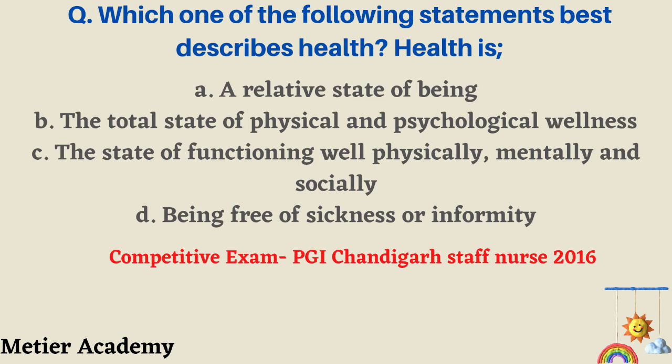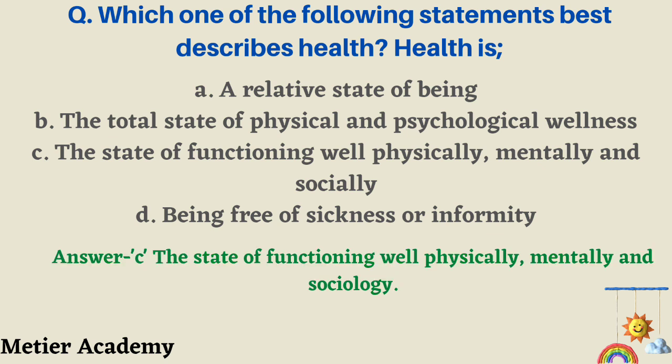The next question is, which one of the following statements best describes health? The options are a relative state of being, the total state of physical and psychological wellness, the state of functioning well physically, mentally and socially, being free of sickness or infirmity. This question was asked in 2016 PGI Chandigarh Staff Nurse Exam. And here the correct answer is option C, the state of functioning well physically, mentally and socially. It is a direct question.